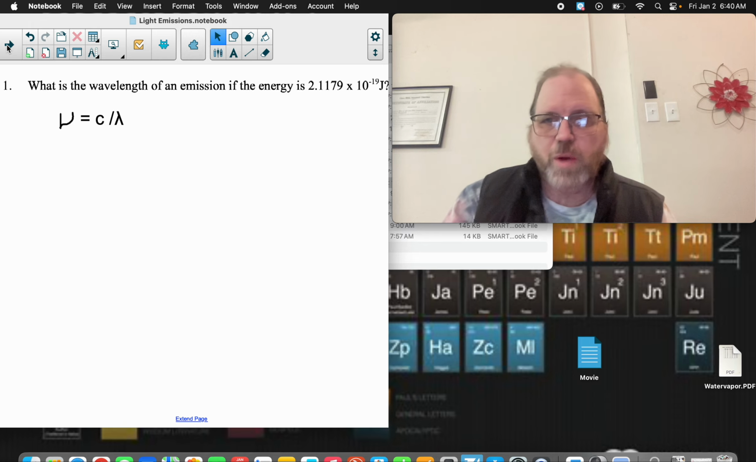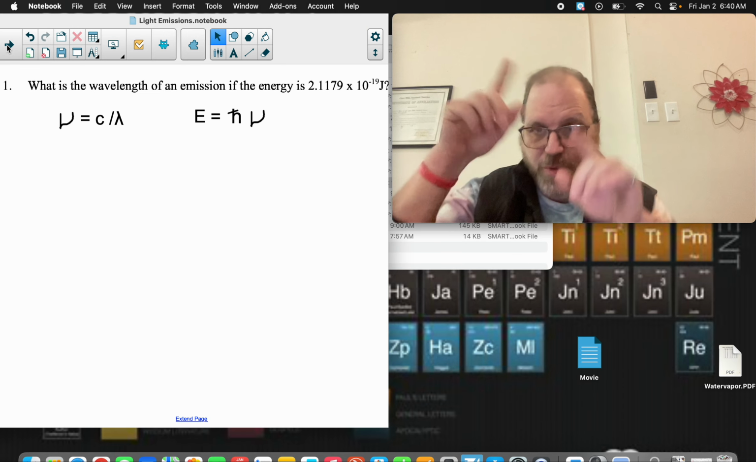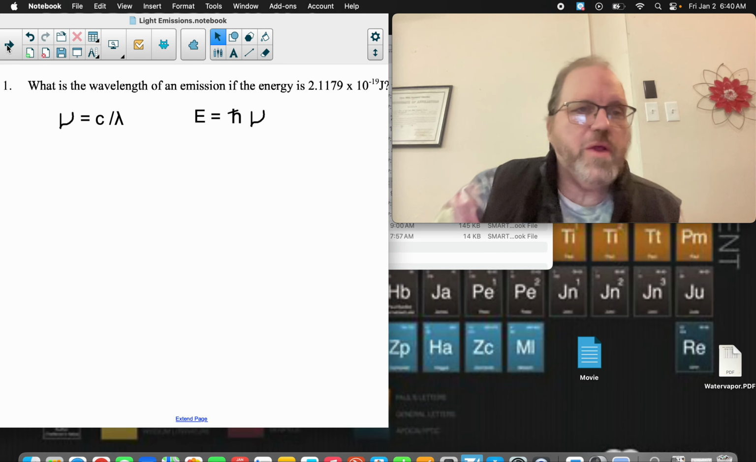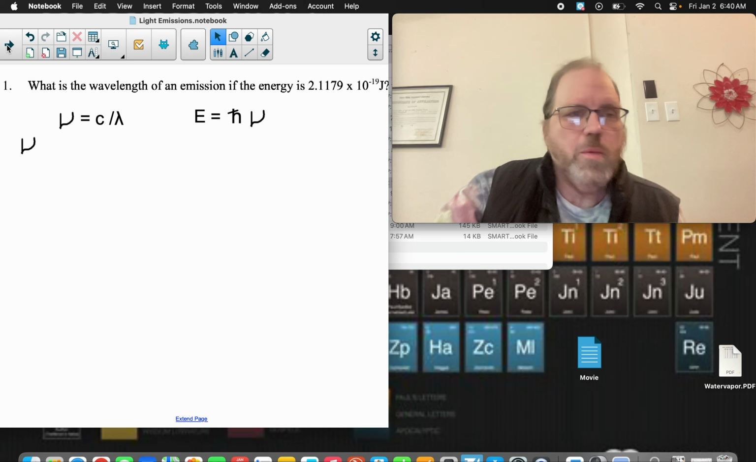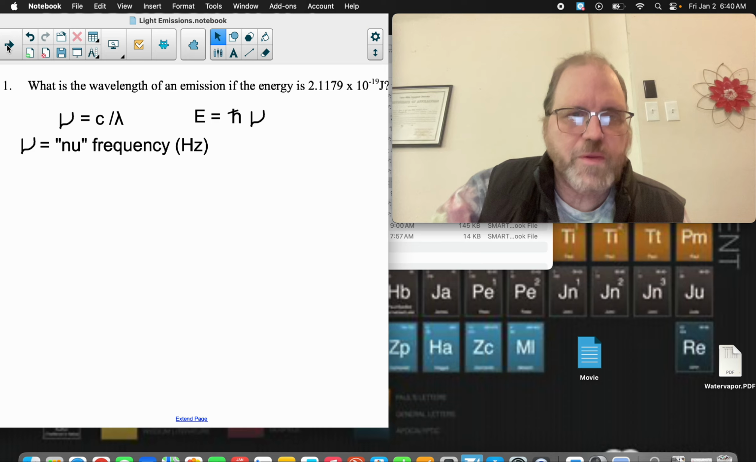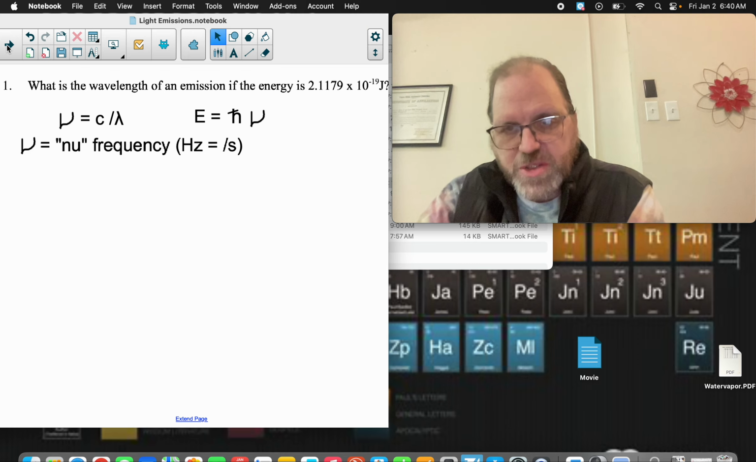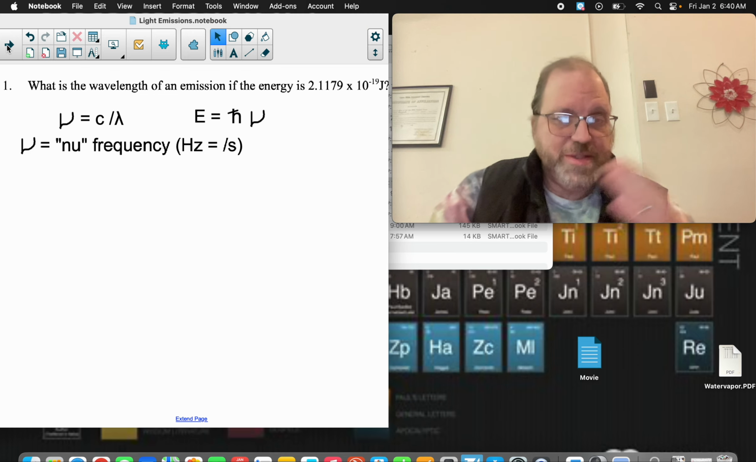So we start with our first equation. If you remember from Chem 1, nu is equal to c over lambda, where the other equation we have is E equals h nu. So what are these values here? Well, that funny pointed v is called nu. It means frequency. Frequency is expressed in hertz. Now, hertz means per second. So when we work with it, it's per second. When we answer it and give it as a value, it's hertz.